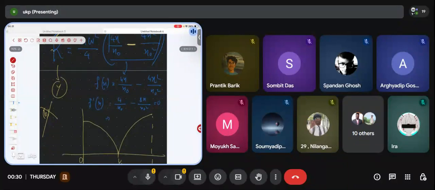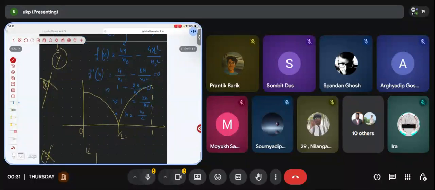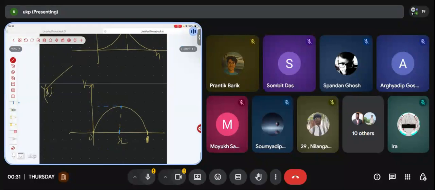Multiply both sides by x naught, and divide by 4, so I will get 1 minus 2x by x naught equal to 0. Have I written it right? So 1 is coming out to be 2x by x naught. Check once and tell me, then x equal to what? x naught by 2. In the question, was it given x naught equal to 1? Yes sir. So at which value of x are you going to get the maxima? Half only. So at x equal to half only, it gives the maxima.